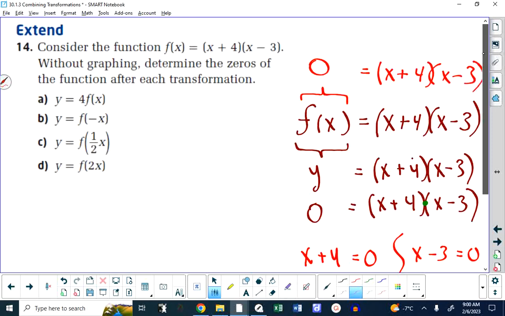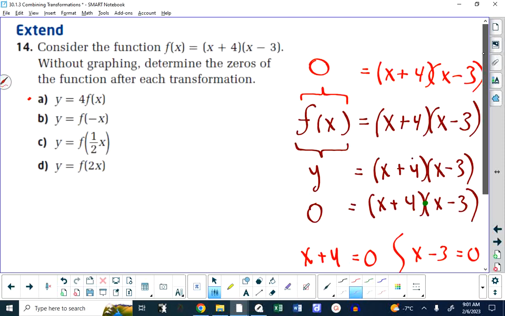Those are the x-intercepts. And this happens in every unit and every type of function. The zeros of a function are the x-intercepts of the graph of the function. So the question becomes, without graphing, what are the zeros of this function? You should be able to look at the function y equals 4f of x and say that's a vertical stretch by a factor of 4.